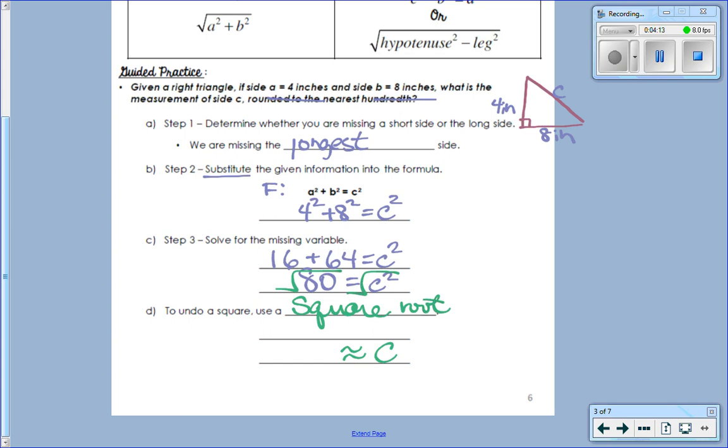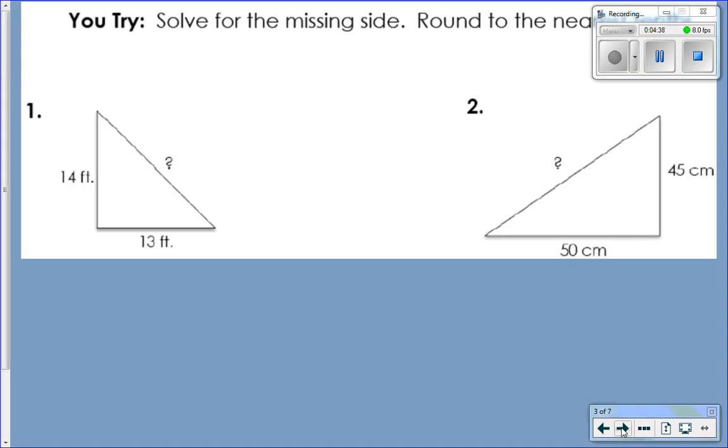It's not going to be exact. And the square root of 80, and again we want to the nearest hundredths is what? In your calculator, square root of 80, 8.94. And look, it is our longest side. It's greater than 8. Are we good? Questions?